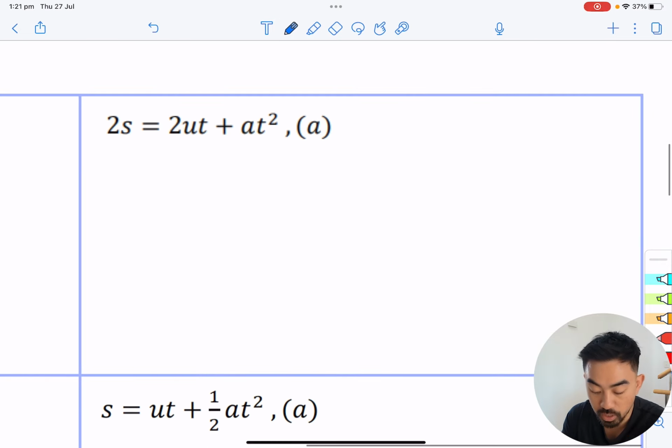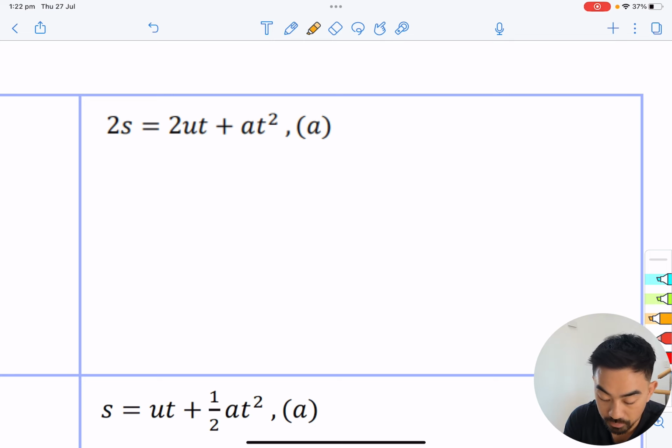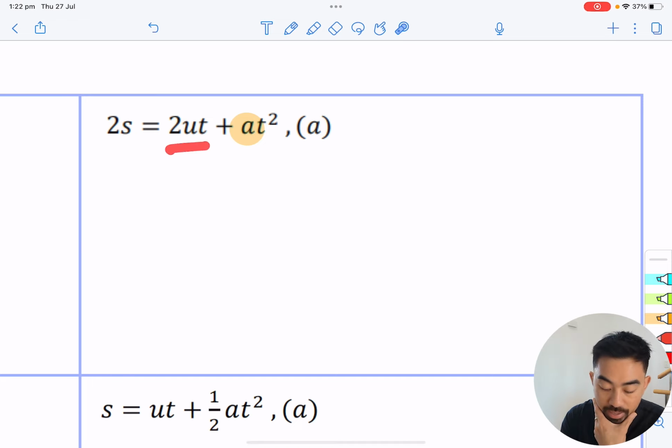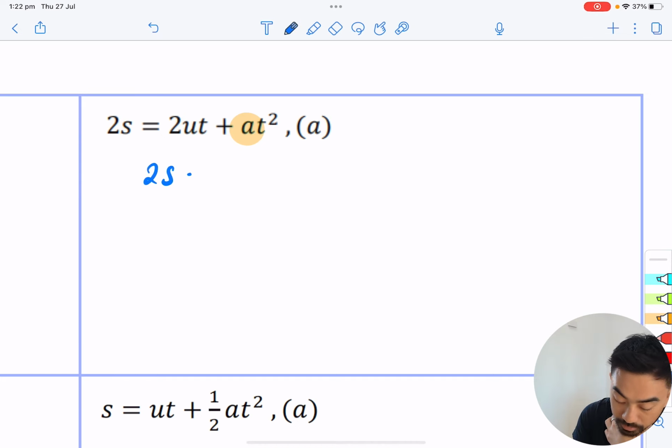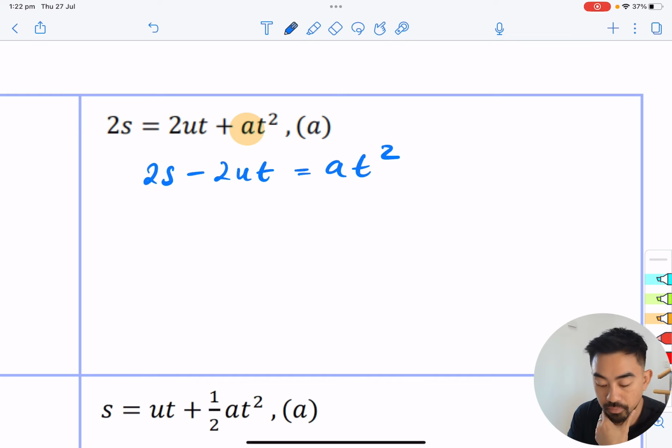Okay, so the next one, I'm trying to make a the subject. So a is here, and I guess it's easier to think about it as I want to get what's furthest away from that a to the other side. So in other words, I need to get rid of this 2ut, so I'm going to move that over here. So 2s minus 2ut is equal to at squared.